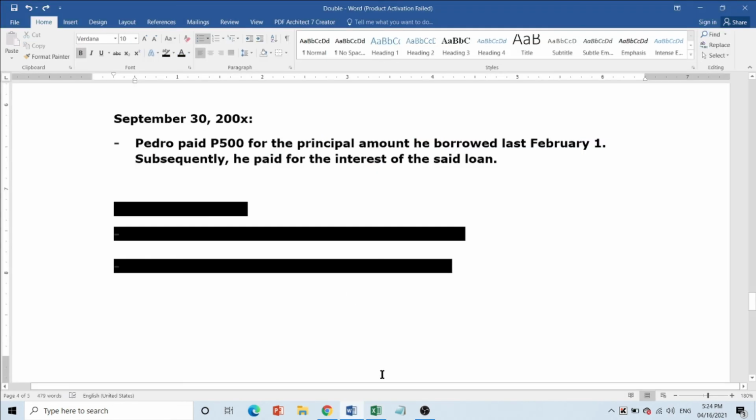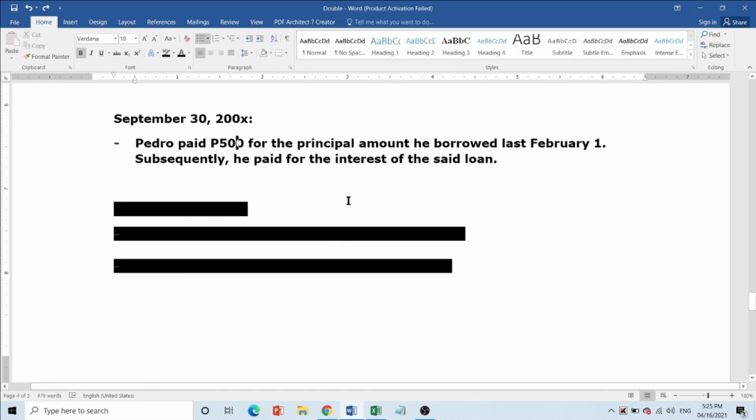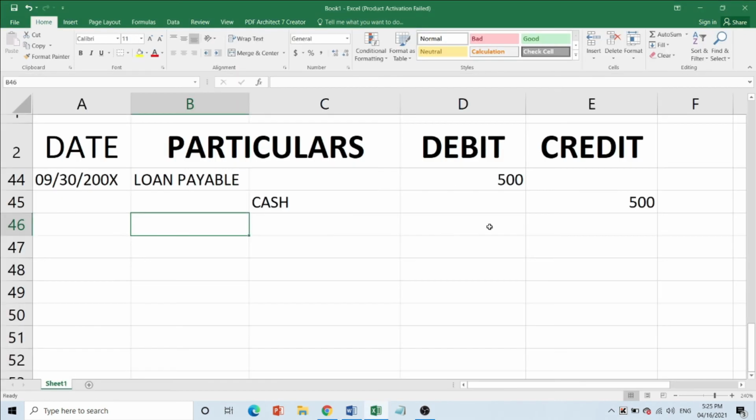Okay, now, so papaano po natin i-recognize yung interest expense dito? Tingnan natin. Interest expense to be recognized in the month of September 30 nung nagbayad tayo ng principal amount na 500 pesos. Kasi sinabay niya kasing bayaran na lang eh. Yun yung sabi sa problem. Susundin natin kung ano yung sinasabi sa problem. Okay.